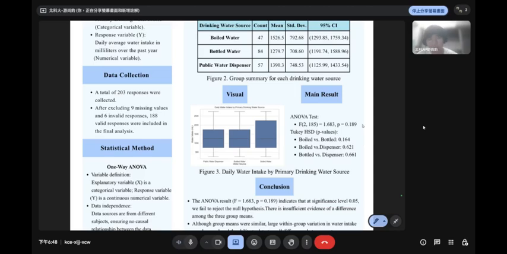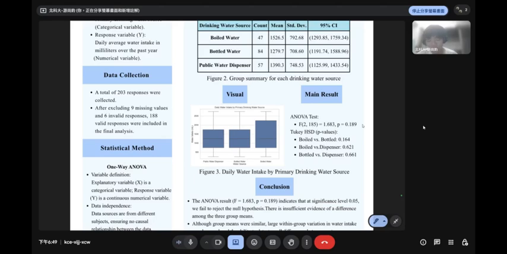F statistic of 1.683 and p-value of 0.189. Since the p-value of 0.189 is greater than our significance level of 0.05, we fail to reject the null hypothesis.